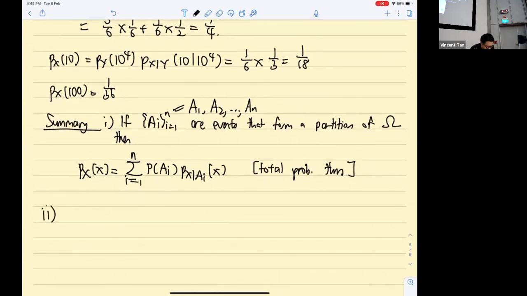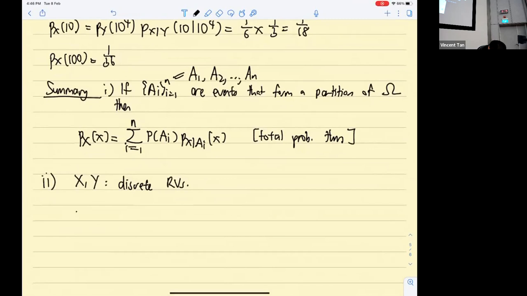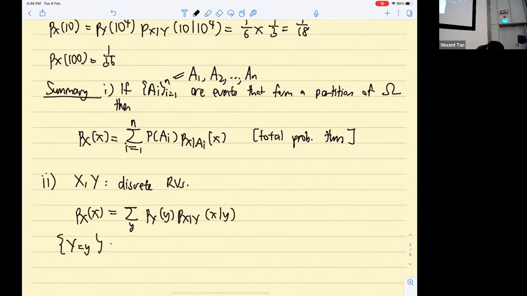This can be expressed in another way, which is as follows. Okay, if we have two random variables, X and Y, both are discrete random variables, then the total probability theorem can also be alternatively expressed as P of X of x is equal to the sum over all possible values of y, P of Y of y, P of X given Y. And the reason is because Y equals y can be equivalently thought of as our Ai above.